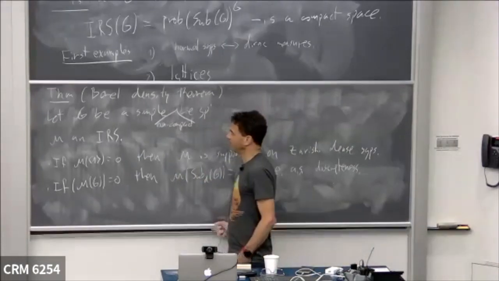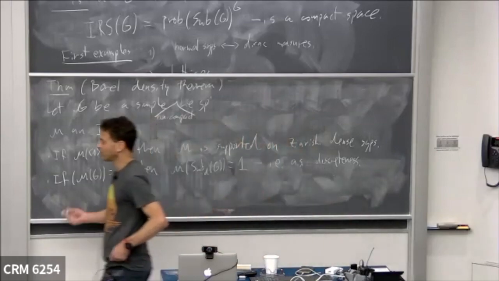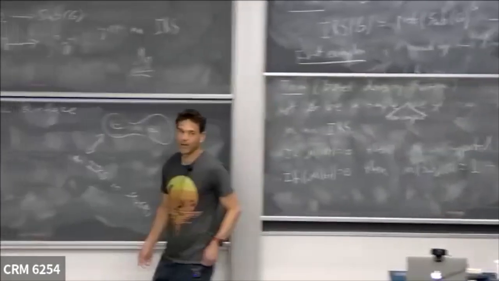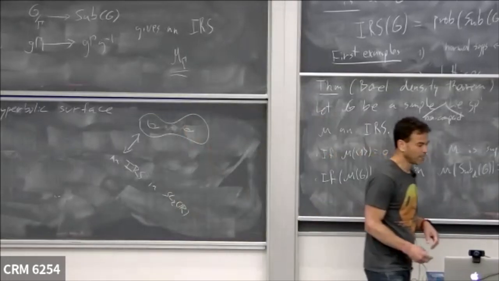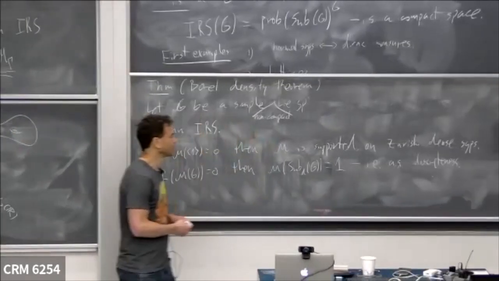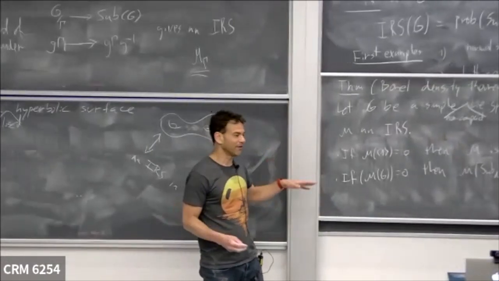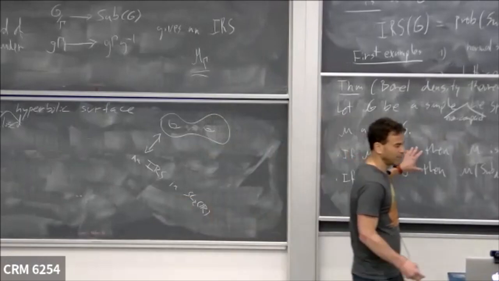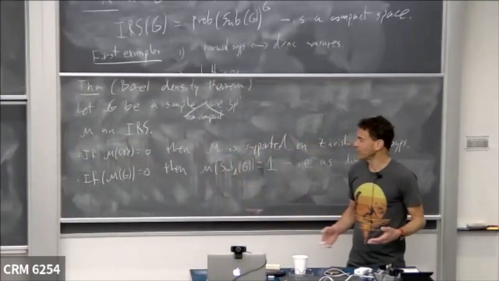So this is the Borel density theorem. It's a theorem about lattices that generalizes almost automatically to IRS. I say almost automatically because the first proof of the Borel density theorem, the proof by Borel, which is also a beautiful proof.